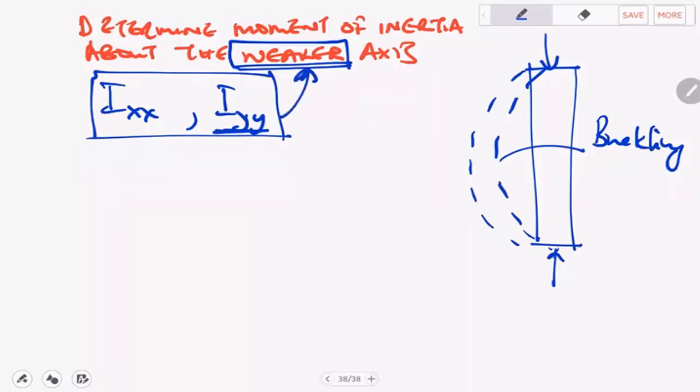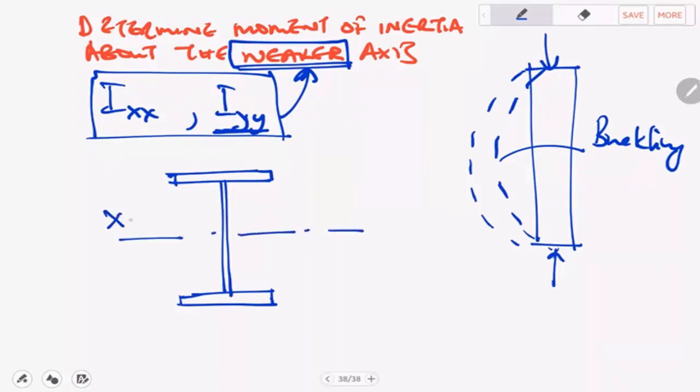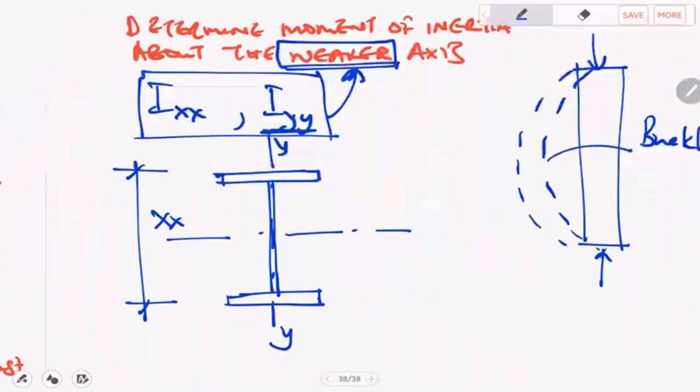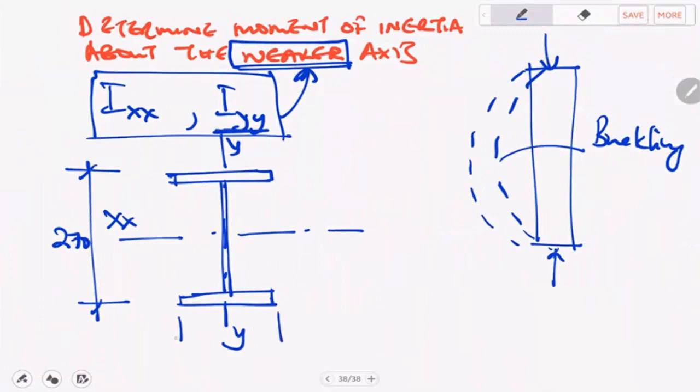By inspection, how do you notice that this side is weaker? You only look at the overall dimensions. They will tell you which side is weaker. This is the x-axis, and this will be the y-axis, YY. If you look at the dimensions I've just given you, what did we say is the overall depth? It is 270, and the overall width is 180. By comparing these two values, it tells you that IYY is the weaker side.